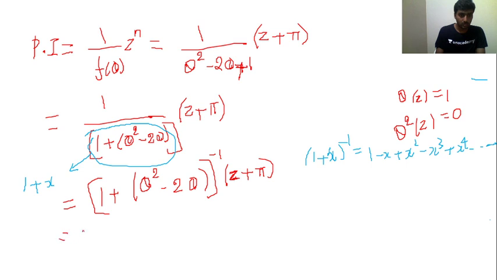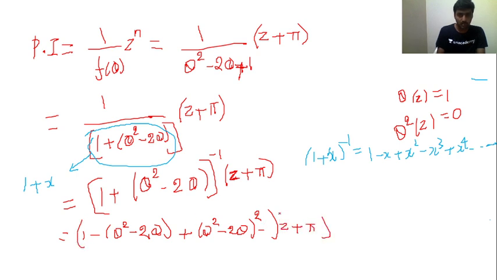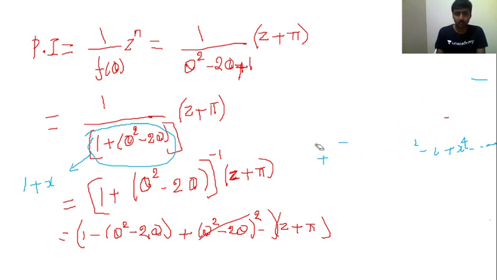It is equal to 1 minus x, that is theta square minus 2 theta, plus theta square minus 2 theta the whole square, and so on, into z plus pi. The higher order terms are eliminated. So the only thing is 1 minus theta square, from this equation, in this format.